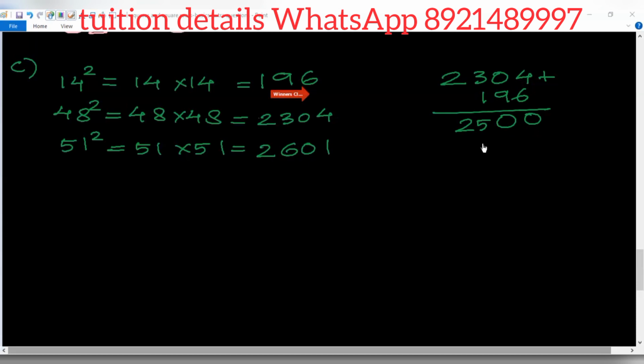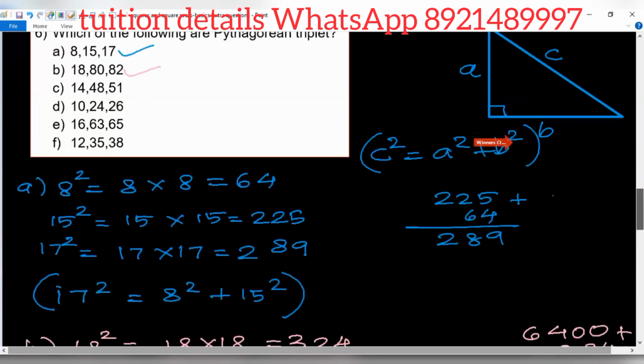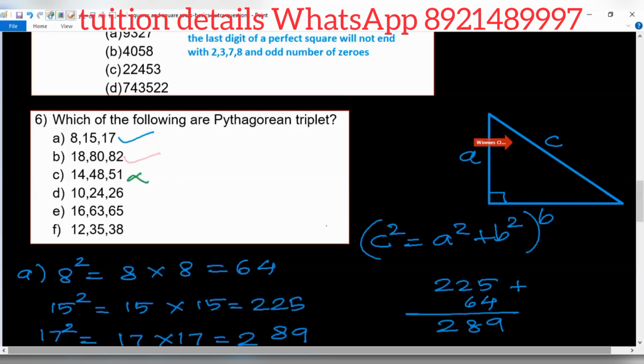So 2601 is not there, no? So what we can say is, for the largest number 51, the square of that is not equal to 48 square plus 14 square. That is not a Pythagorean triplet. So this is not a Pythagorean triplet.